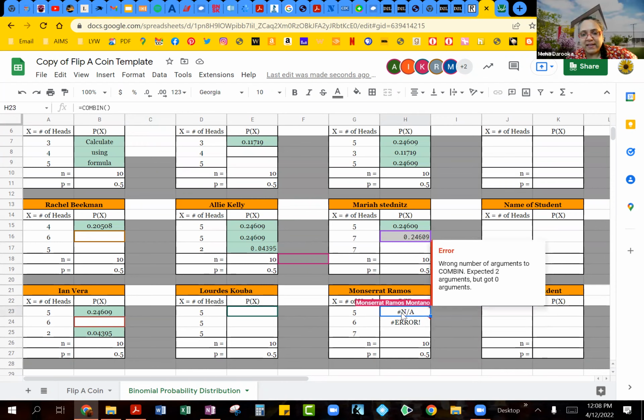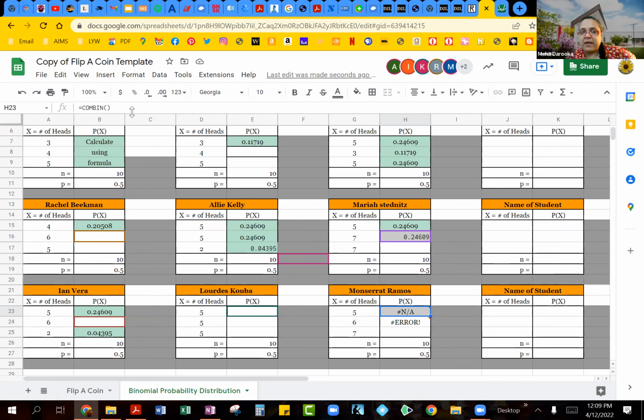Okay, so I see in the first one where you have the 5 heads, you have the combination function. Now in the parentheses, you want to type in 10 comma and then your number of heads. So that would be 10 comma 5. Oh, okay. So 10 comma 5. Yeah, so that would take care of the combination part, the first part of your formula. Oh, okay. I see what you mean.